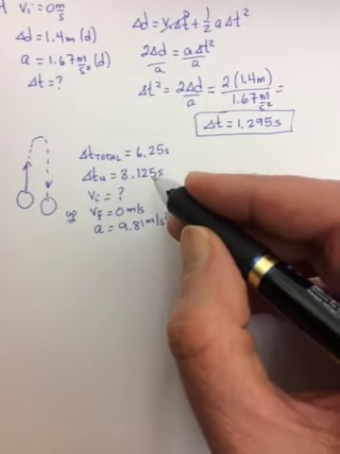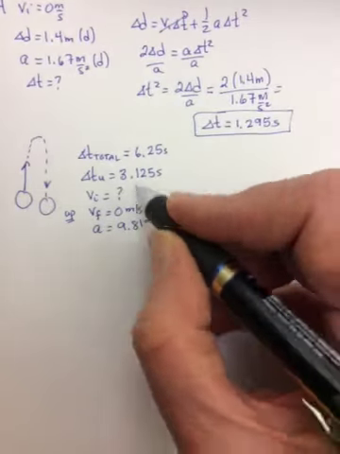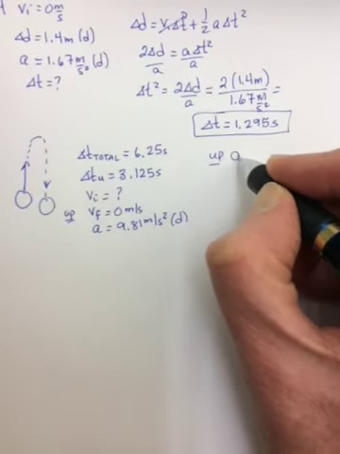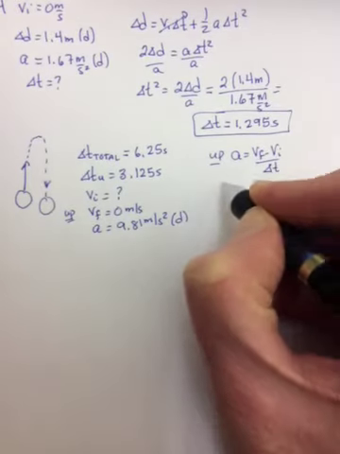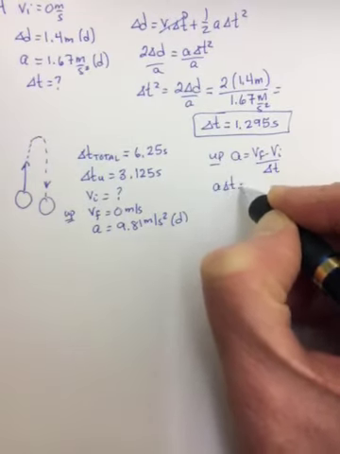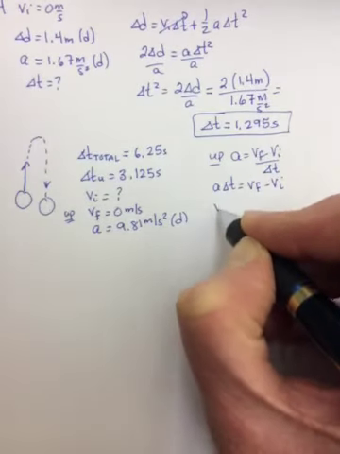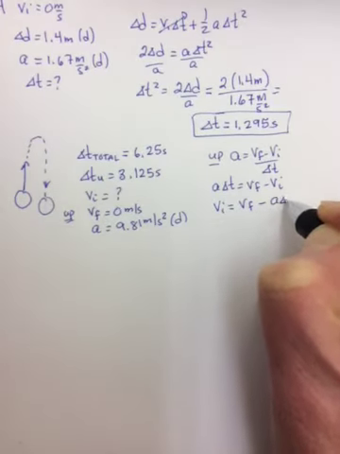Okay? Well, you have a couple of options. First option would be to find VI because you have VF and delta T and A. So looking at the up, you can do A is equal to VF minus VI over delta T. So A delta T is equal to VF minus VI. I'd bring the VI over and the A delta T over. So VI is equal to VF minus A delta T.